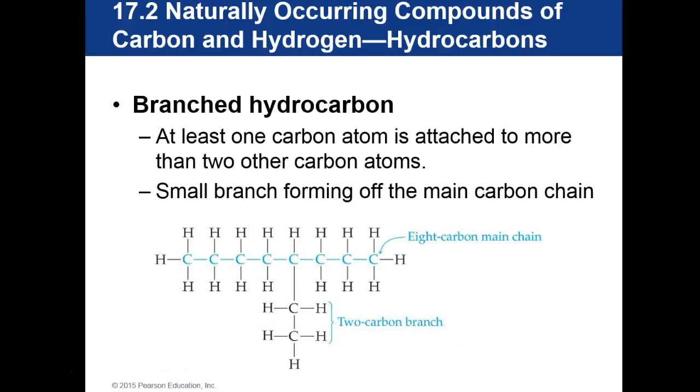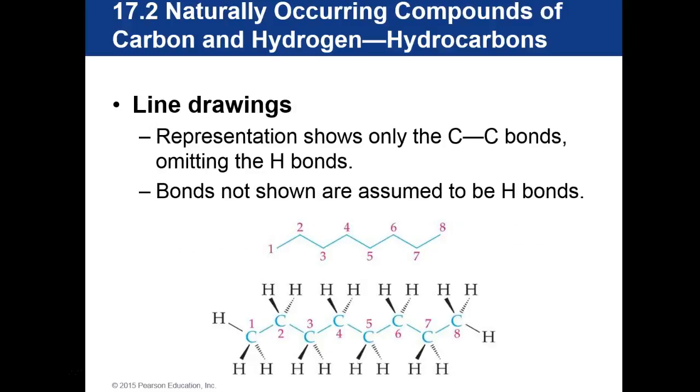We can also have a branched hydrocarbon. This is where at least 1 carbon atom is attached to more than 2 other carbon atoms. A small branch forming off of the main one. Sometimes we do this with a line drawing. This is a representation that shows only carbon-carbon bonds and omits the hydrogens. You just assume they're there.